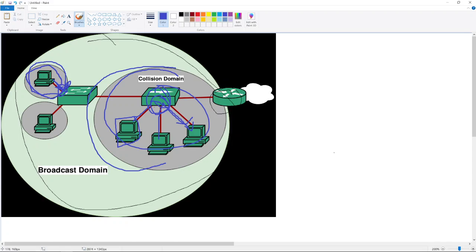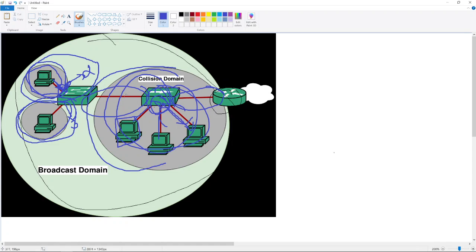So mainly the port on the switch is the collision domain, so let's say if this was port 2 and this is port 3, right? Port 2 is its own collision domain, and port 3 is its own collision domain. And same thing with this link, this entire thing would be a collision domain, and then this would be a collision domain because there is one port on the switch.